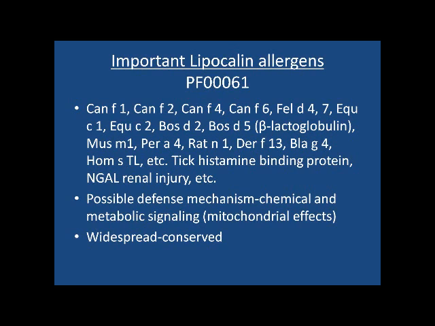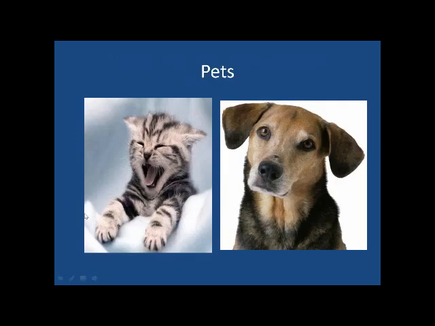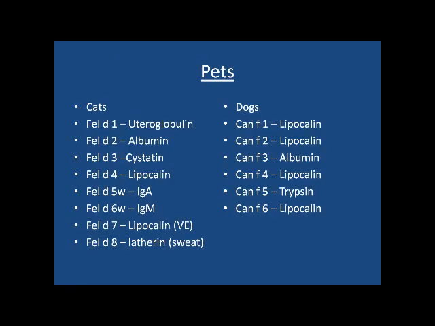And we know that in renal injury, the neutrophil gelatinase-associated lipocalin is a measurement of severe renal damage in humans. So it's all over the place too. And it's involved in defense mechanism, chemical and metabolic signaling, and it's widespread. Okay, here's a picture. Right. But, and here's the rest of the story.